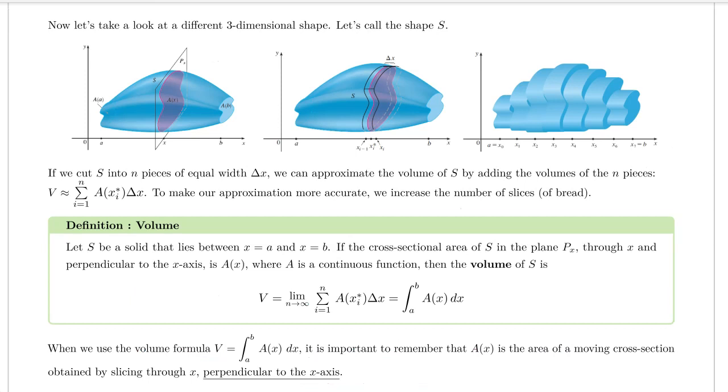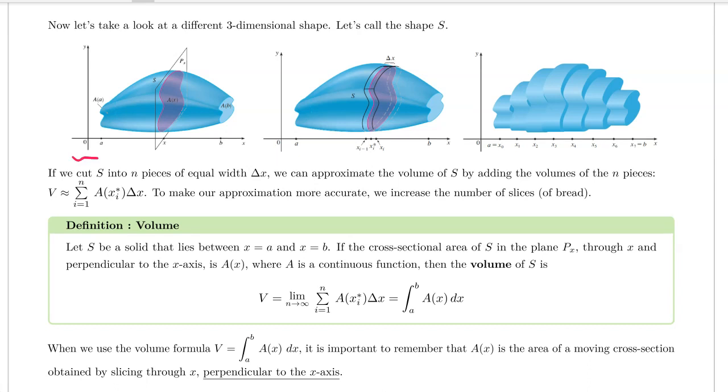Now let's take a look at a different three-dimensional shape. Let's call this shape S, and I want you to pause and recognize that this shape looks like a loaf of bread that has been smushed together on the ends. Our goal is to find the volume of this loaf of bread. One way we can do that, assuming the loaf of bread was sliced up, is to approximate the volume by taking the volumes of each of the slices of bread, adding those together, and that should approximate the overall volume.